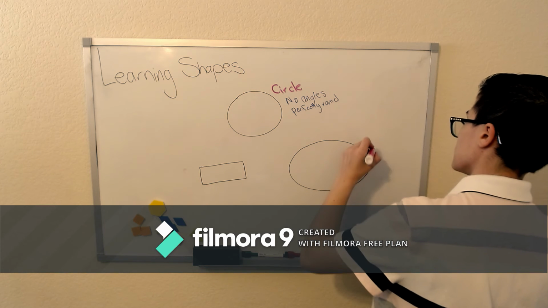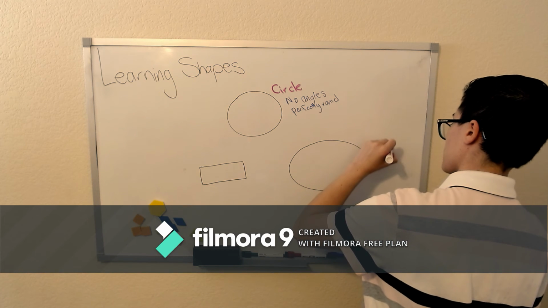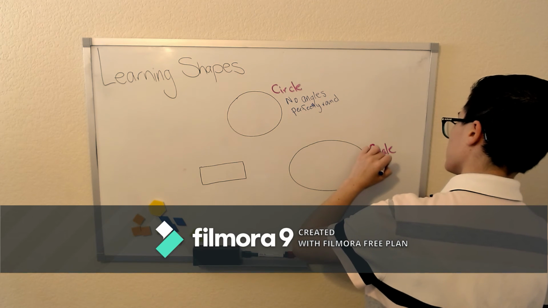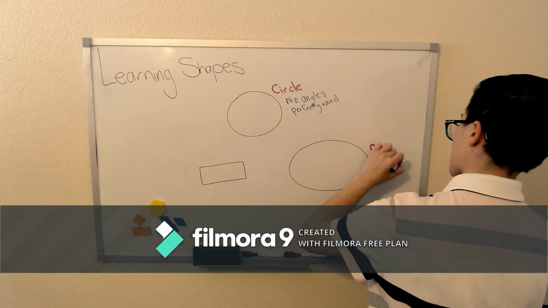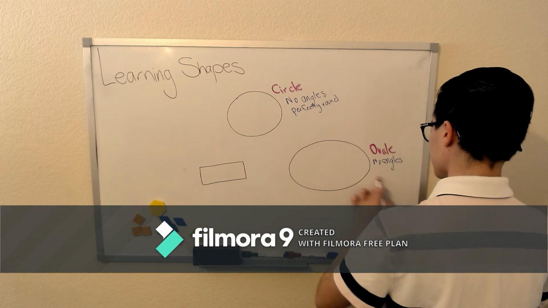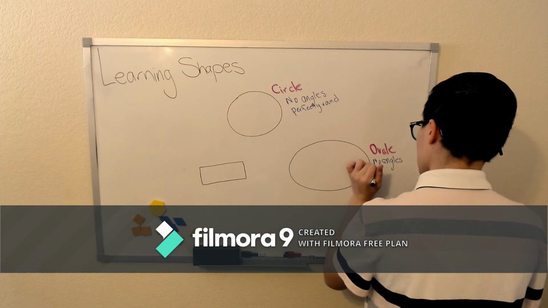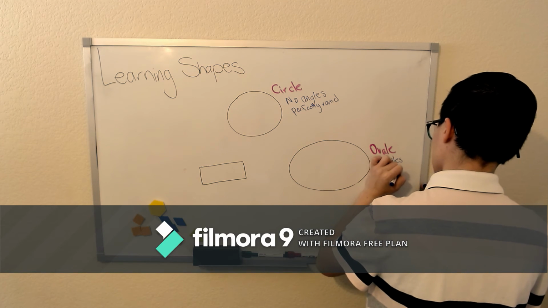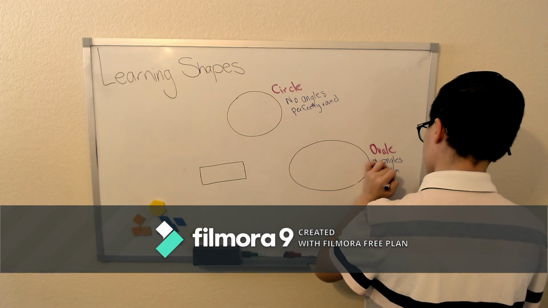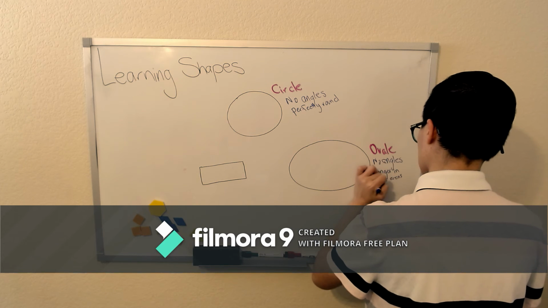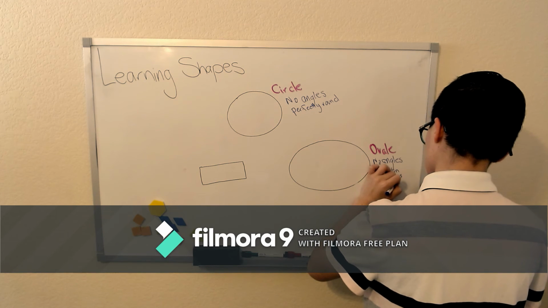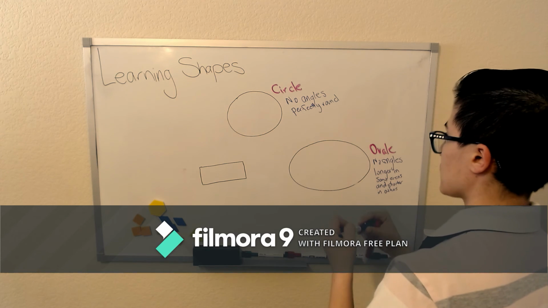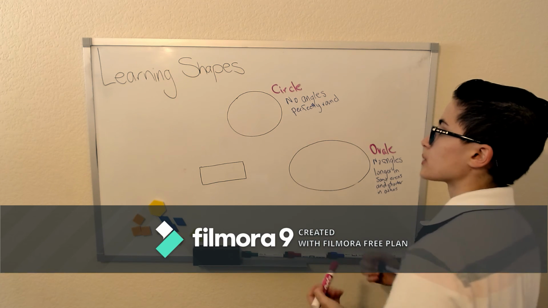Now this one is your oval. The difference between the circle and the oval is while they both have no angles, the oval is longer in some areas and shorter in others. Well, this one is perfectly round.